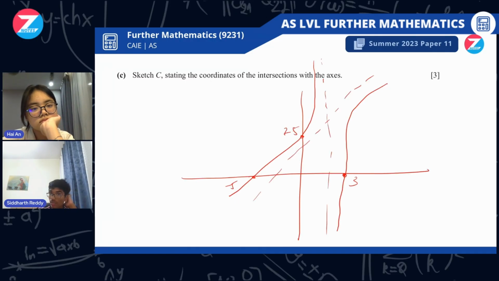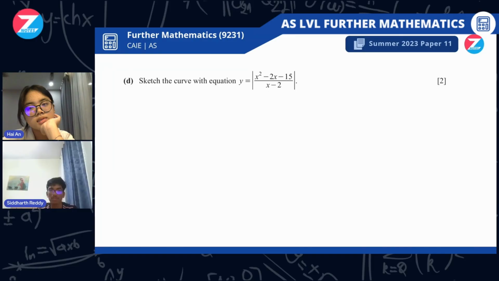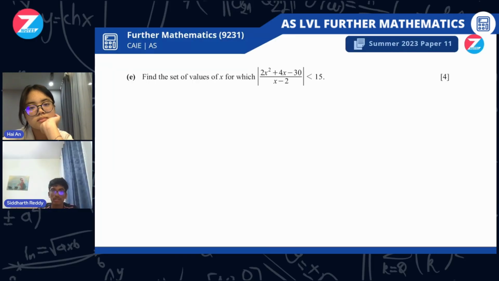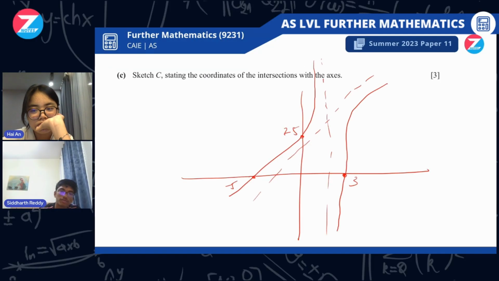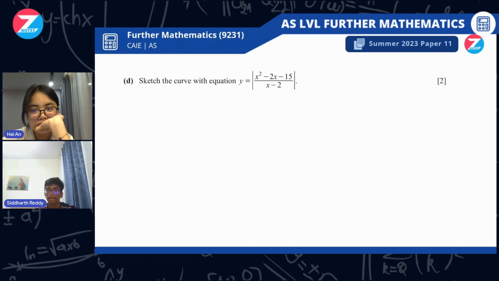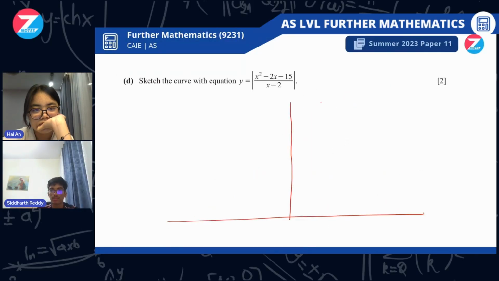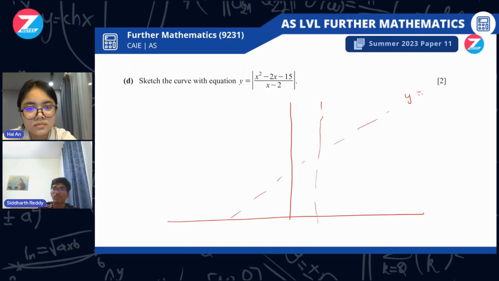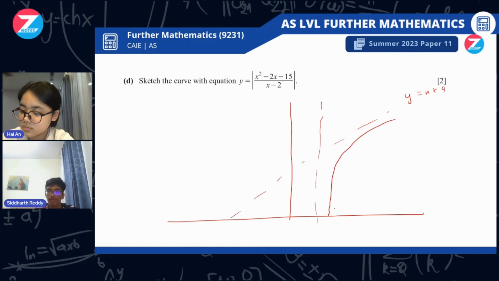Sketch the curve with equation y is equal to the absolute value of whatever was there previously. Okay, so absolute value just means that whatever was there on the bottom gets reflected to the top. So we have the same things from before, this x is equal to 2 part, and this y is equal to x plus 4, and this one also stays the same. But what happens is that before it was going down, now it gets reflected back onto the top.